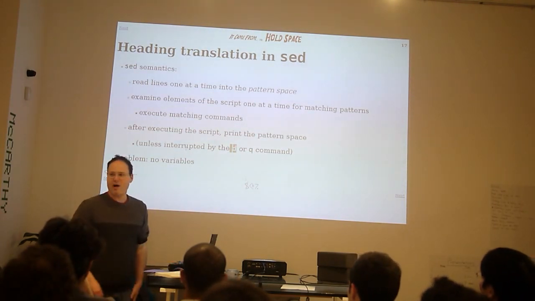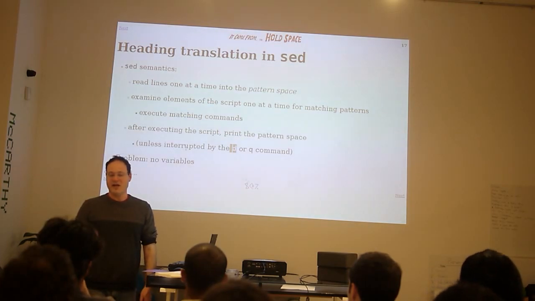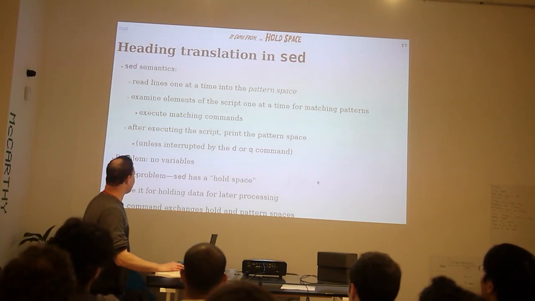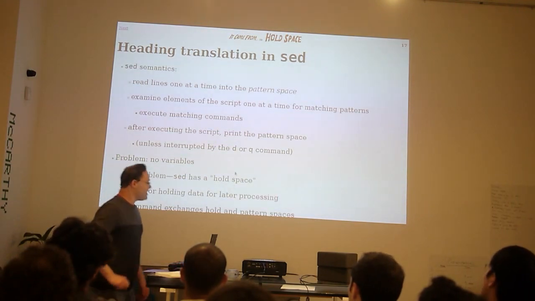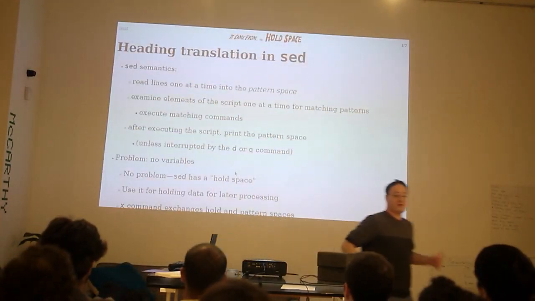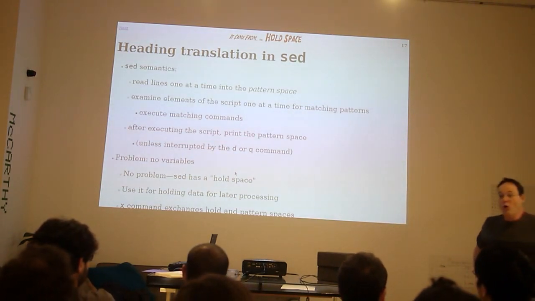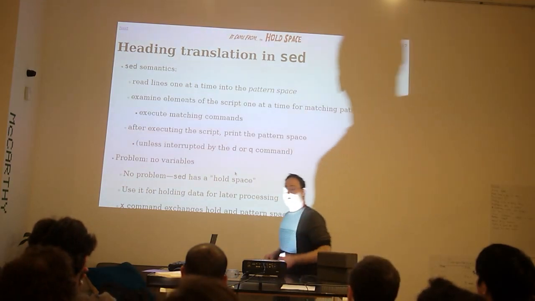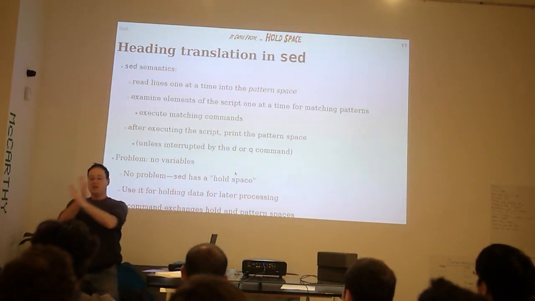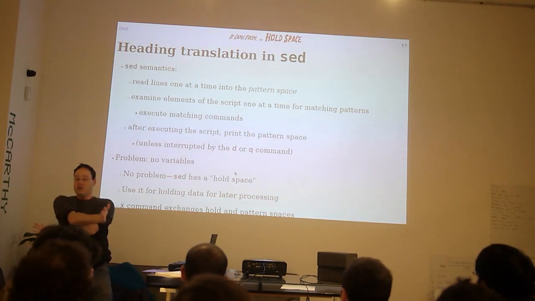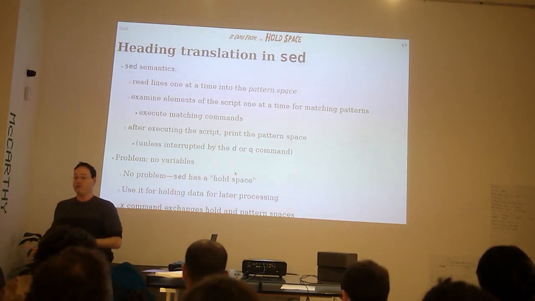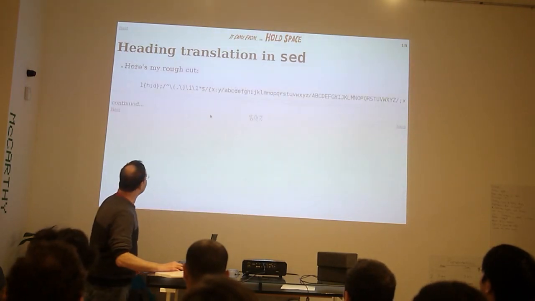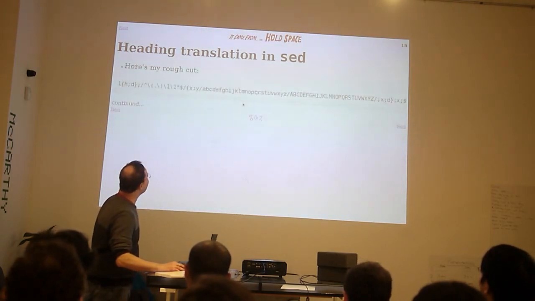And the big problem with sed is it doesn't have any variables. It has a pattern space. Sed also has another space called the hold space, where you can hold something for later processing. And there's an X command which says exchange the pattern space and the hold space. So save what's in the pattern space for later, and get me back the hold space from before. That's what you've got. So here's my rough cut at the sed program.